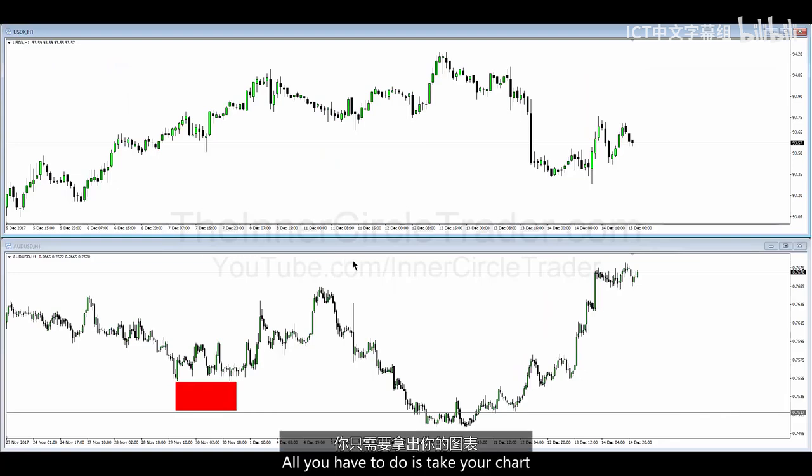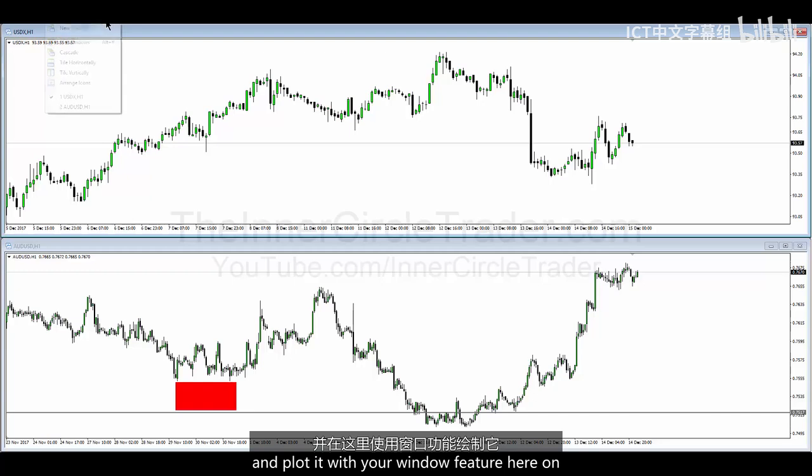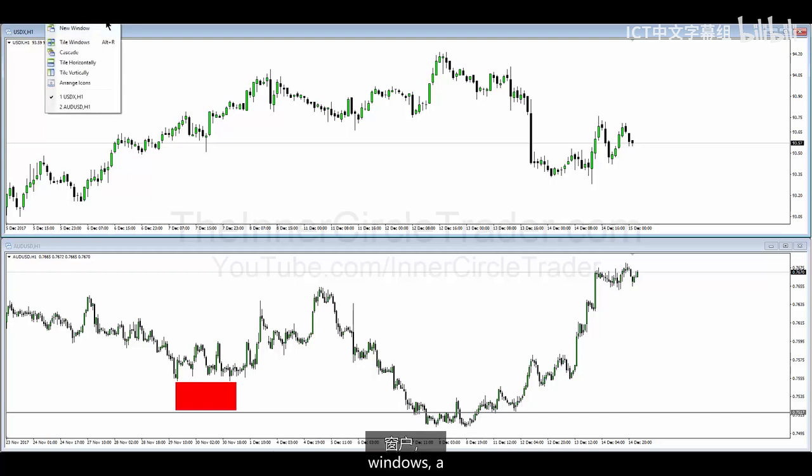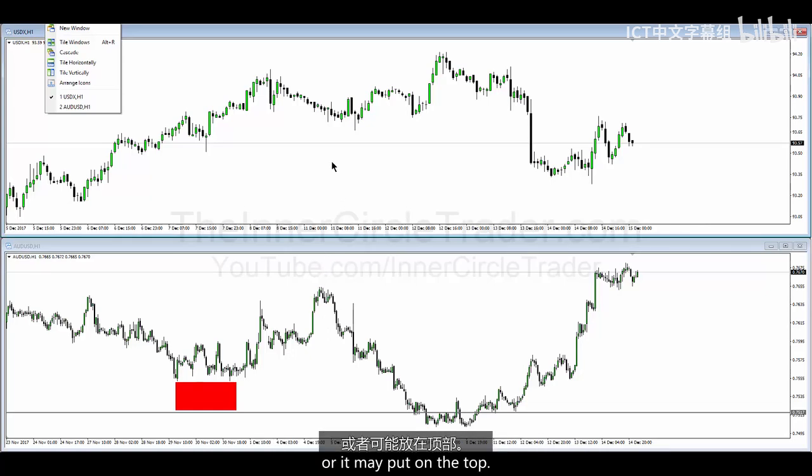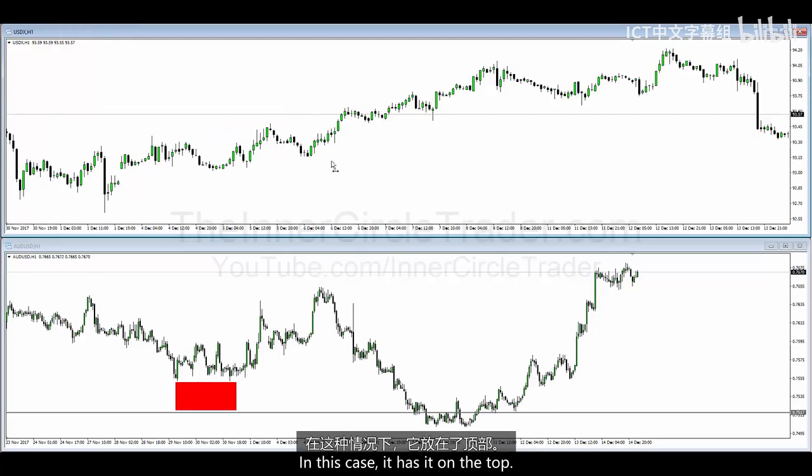All you have to do is take your chart and open up an hourly chart of the dollar index, and plot it with your window feature here on the Windows tab at the top of MT4's platform, and you're going to click on horizontal. When you click on horizontal, if you have two charts open at one time, it'll plot it just like this. Now it may put the dollar index on the bottom side, or it may put it on the top. In this case, it has it on the top.